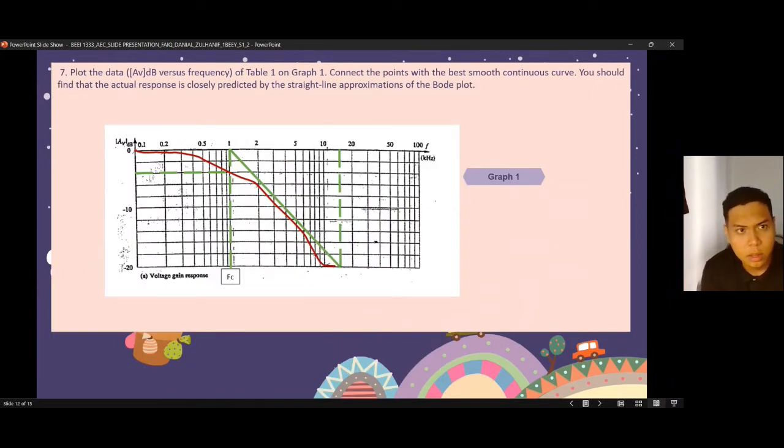Lastly, we plot the data A V in decibel versus frequency of table 1 on graph 1. We simply connected the points with the best, most continuous curve. So graph 1 below shows our dot plot of voltage gain response. As you can see, the cutoff frequency is at 1 kilohertz.